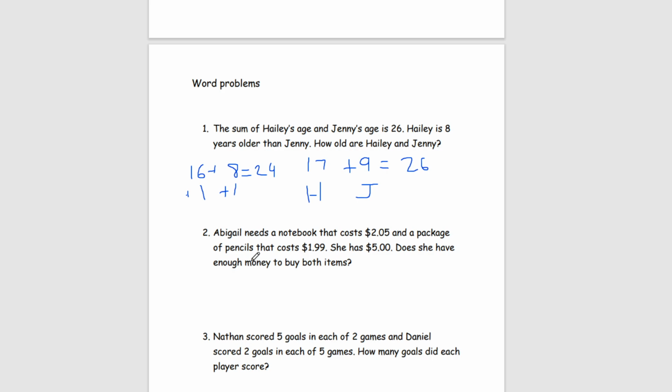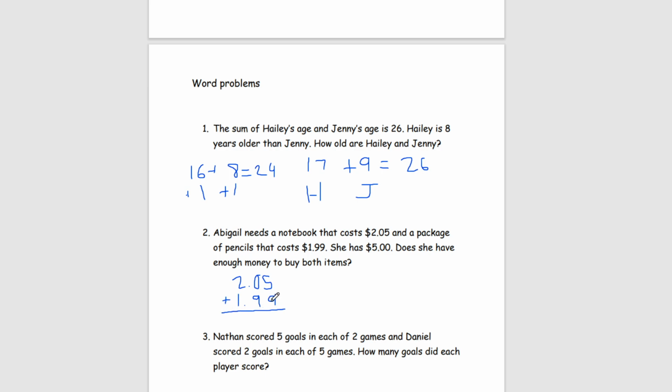And lastly for number 2, Abigail needs a notebook that costs $2.05 and a package of pencils that costs $1.99. She has $5. Does she have enough money to buy both items? So we're checking if Abigail has enough money. Let's first add up the cost of what she wants. So that's 205 plus 199. You can add these two together.